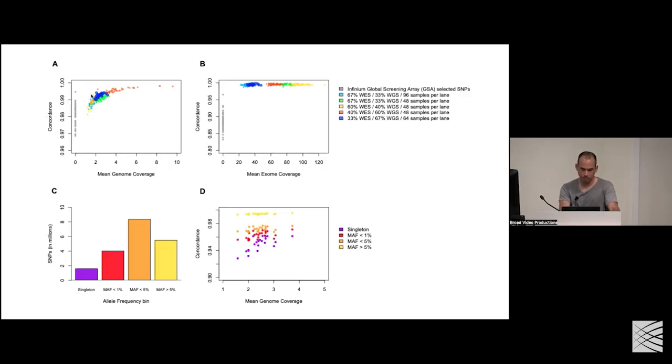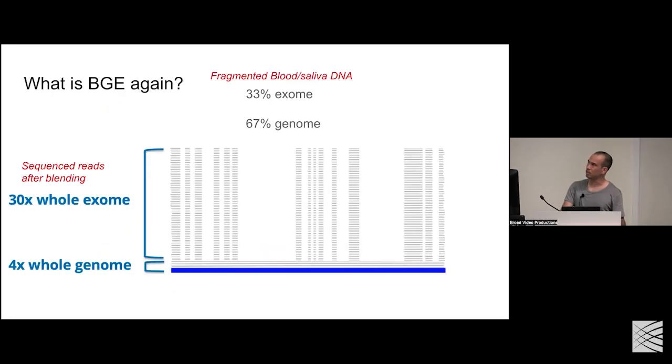Also on the very left here, these are just the same samples. If we pull out just the GSA SNPs, we're generally doing better across the board than we would if we imputed using just the GSA array SNPs here. But we landed in this area. We're pretty keen on it: about 33% whole exome sequencing and 67% whole genome sequencing is where we landed. And this is where we brought it into the next stage.